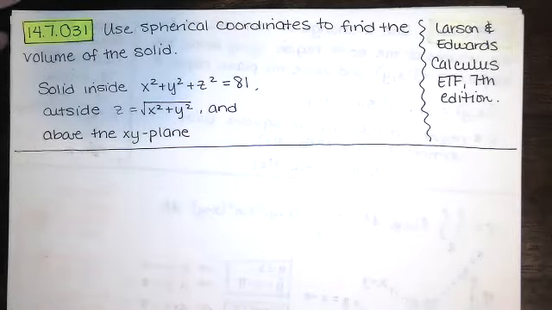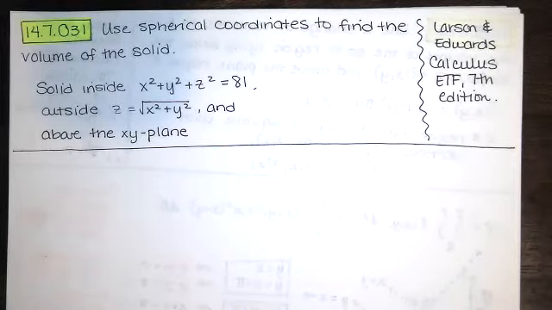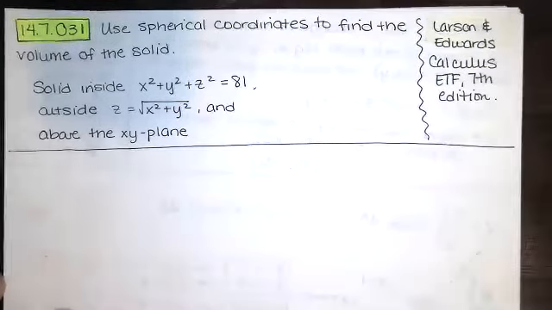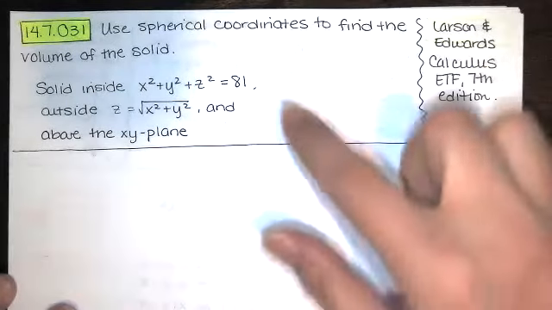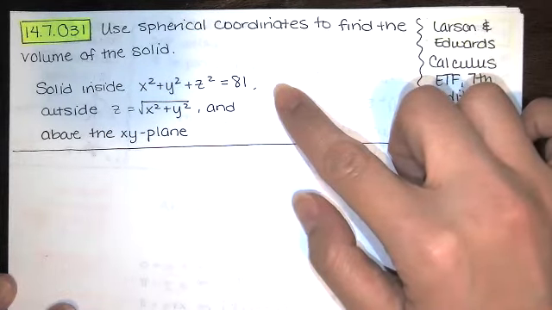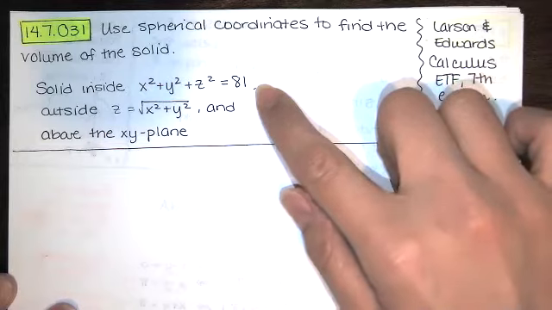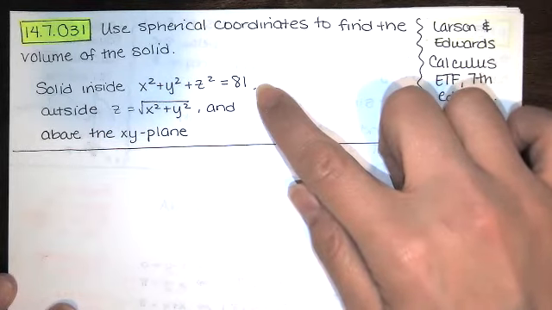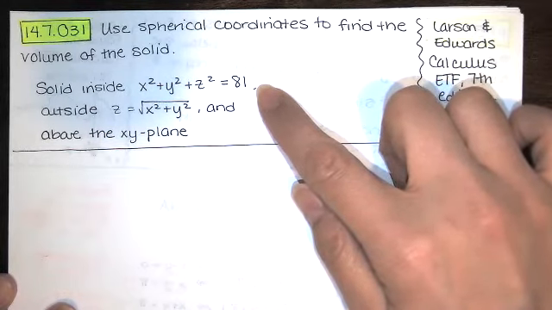In this video, we solved problem 14.7.031 from the Larson and Edwards Calculus Early Transcendental Functions textbook, 7th edition. We're asked to use spherical coordinates to find the volume of the solid, and we're told that the solid lies inside x squared plus y squared plus z squared equals 81. So that is a sphere centered at the origin with a radius of 9.